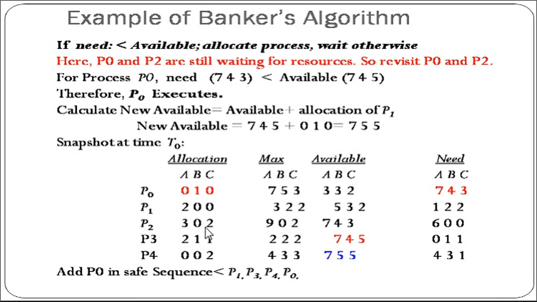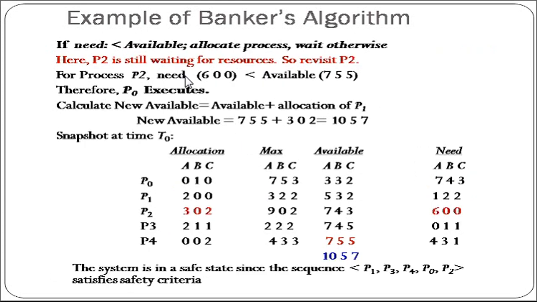Now the next process will be process P2. Now the need for process P2, check, it is 600. And what is the current available? Current available is 755. So here need is less than available, so we will execute P2. Here write it P2 and now add this P2 to the safe sequence and calculate the new available.